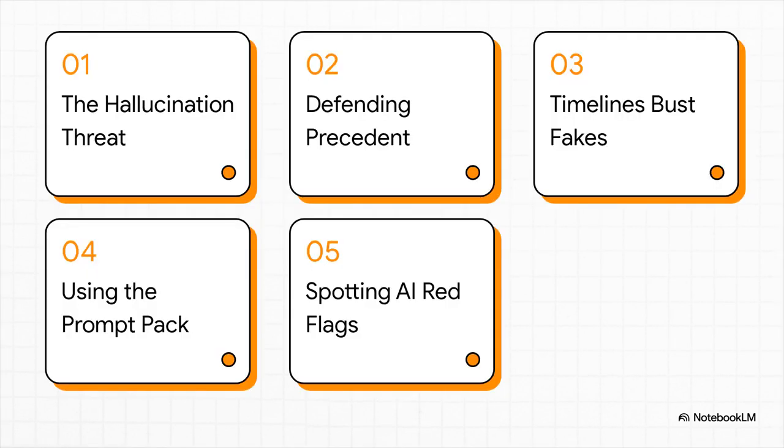Here's our roadmap for this explainer. 1. The AI hallucination threat. 2. Defending the doctrine. 3. Timelines that bust fakes. 4. Using the prompt pack. And 5. Spotting AI red flags. This is a highly organized method to solve a really complex problem, giving you the tools to practice safely in the digital age. Let's get right to it.